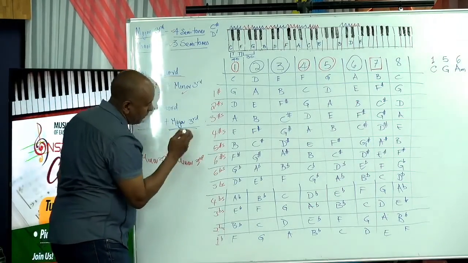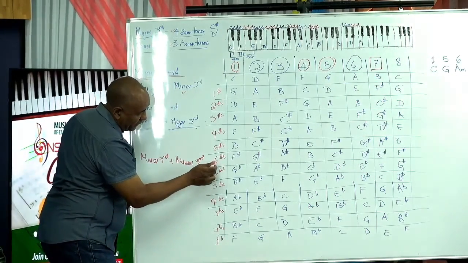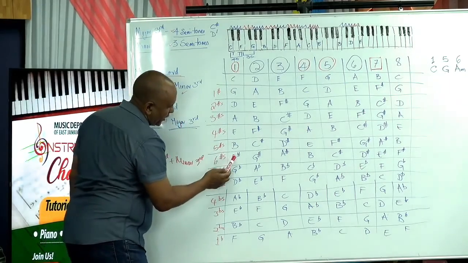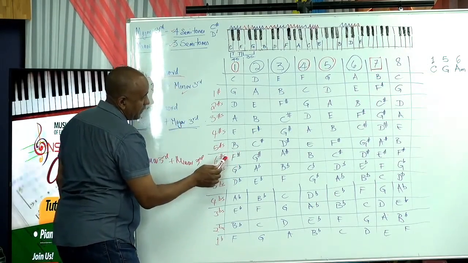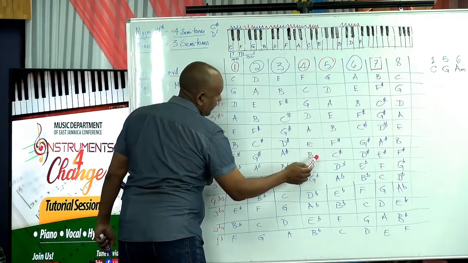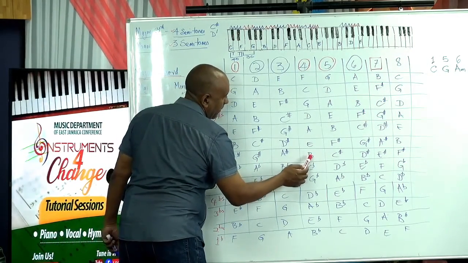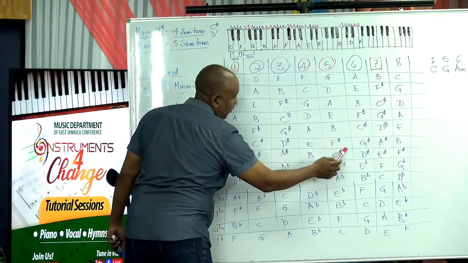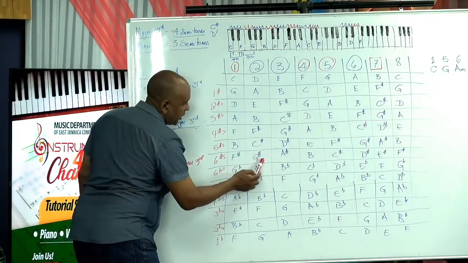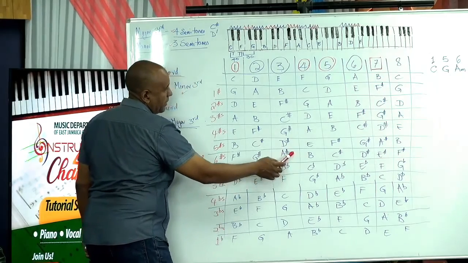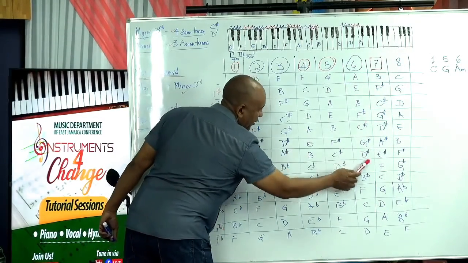If we skip all the way down to F sharp, the major chords will be in the 1st, which is F sharp, in the 4th, which is B, and in the 5th, which is C sharp. And our minor chords will be G sharp, A sharp, and D sharp.